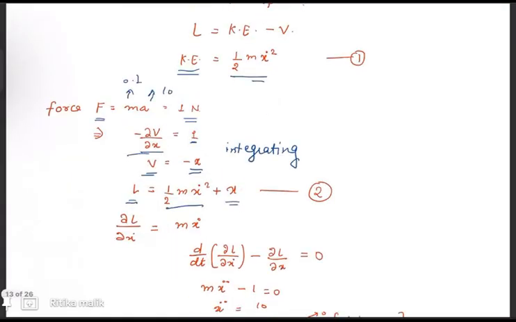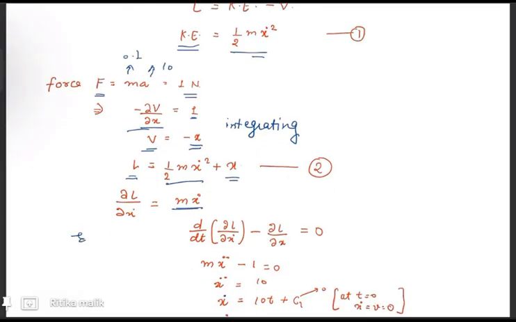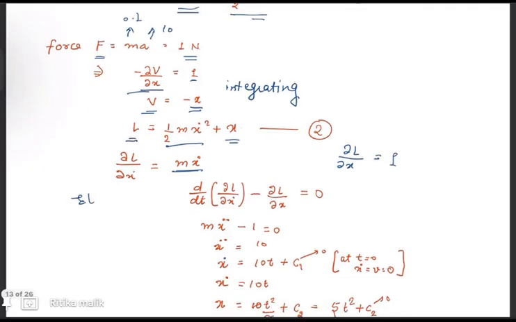So our Lagrangian is kinetic energy minus potential energy. Now we know that del L by del x dot is equal to the momentum, which is m x dot, and from the Lagrangian equation of motion, we get d by dt of del L by del x dot minus del L by del x equals 0. Del L by del x is equal to 1. So we get m x double dot minus 1 equals 0, and by putting the value of m equals 0.1 kg, x double dot becomes 10.